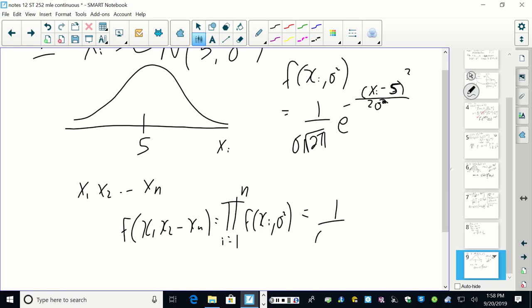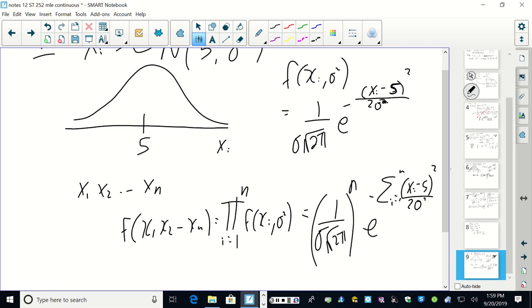so I'll do it the direct way, 2 pi, right, and there's an n here, there's n copies of that, 1 for each xi, and there's an e to the negative, and there's a sum of 1 to n of xi minus 5 squared, and 2 sigma squared in there for the normal densities. All right, so we take the log of that thing, right?